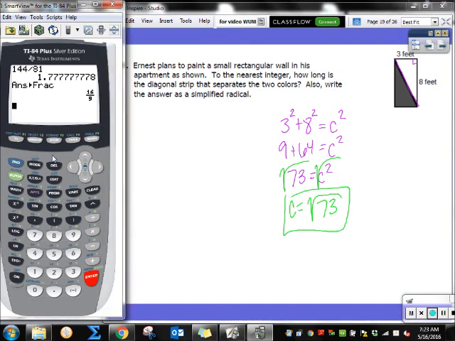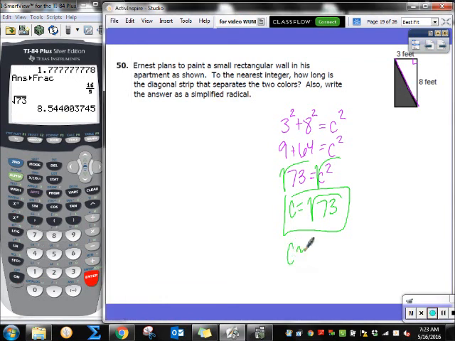If we need our answer to the closest integer, square root of 73, enter. So c is approximately, and I know it says integer, but I'm going to go ahead and just round it to the 10th, 8.5, keeping in mind that to integer, it would round to a 9.